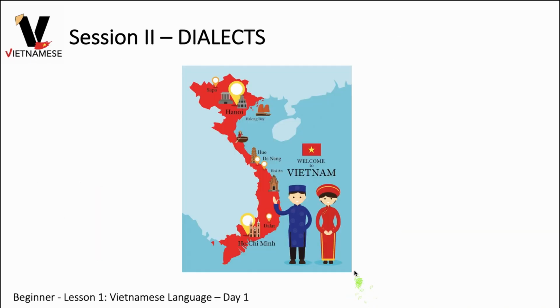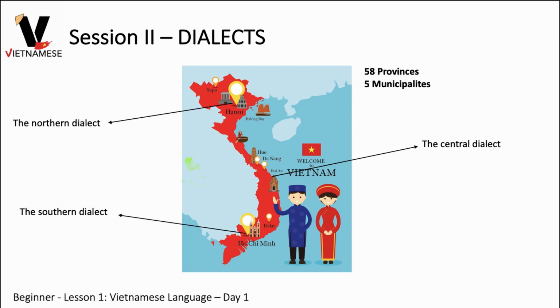And in the next session, I'll talk about the dialects. As Vietnam is divided into 58 provinces and 5 municipalities, in general Vietnamese has 3 main dialects: the northern dialect, the central dialect, and the southern dialect. The dialectal differences concern both vocab and the phonetic system. But if you ask me what the standard dialect of Vietnamese is, my answer would be no, we don't have a standard dialect because each area has its own accent.